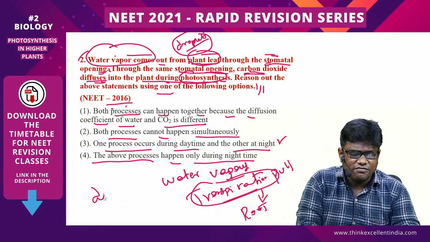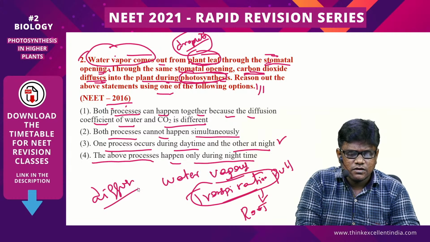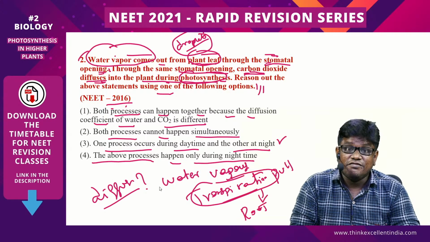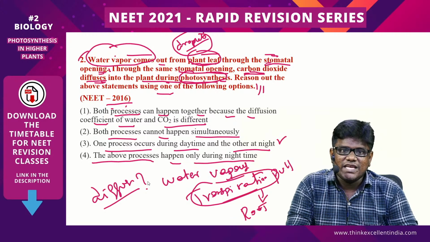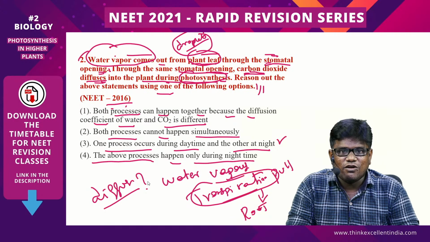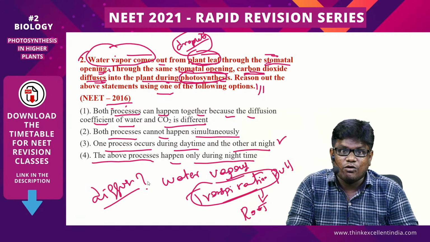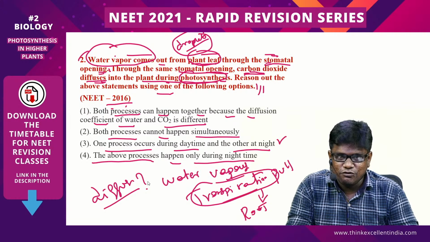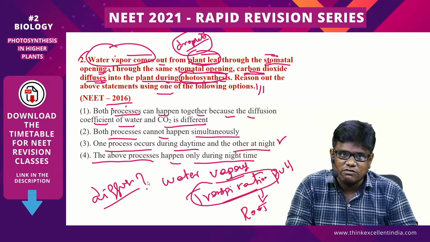What is meant by diffuse? What does diffusion mean? Something is getting moved from the higher concentration to the lower concentration. So when it moves from higher concentration to lower concentration, what happens? In one region the molecules will be rapidly reduced, and in the opposite region the molecules will be increased.